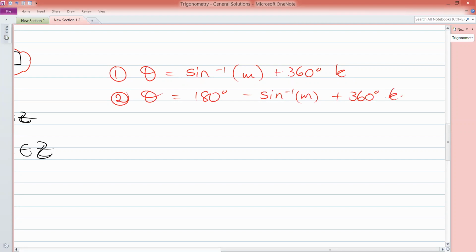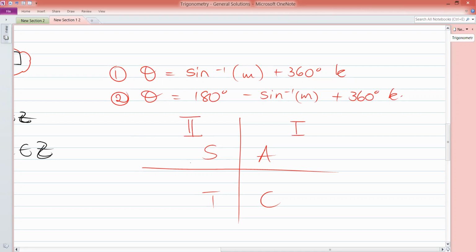Now, if I take this onto my CAST diagram, remember, All Students Take Care. That's your CAST diagram. All of them are positive in the first quadrant, but only sine is positive in the second quadrant. So that's why it's 180 minus, because anything in the second quadrant is always going to be 180 minus whatever theta is. That's why it's 180 minus.